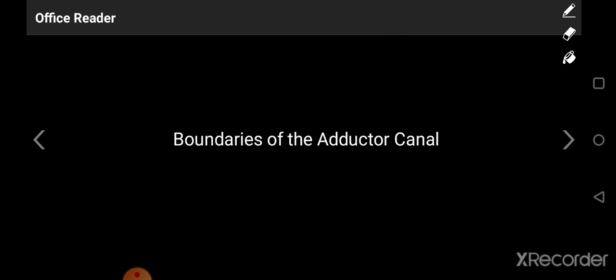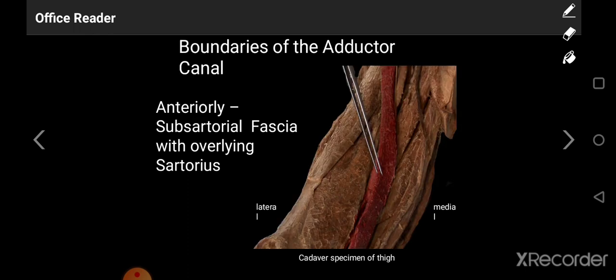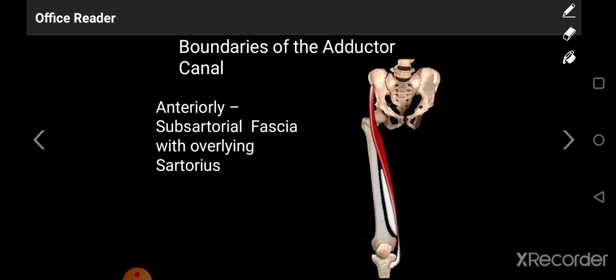Now the boundaries of the adductor canal. On the anterior side, it is bounded by the subsartorial fascia with the sartorius. So this is the highlighted muscle in the cadaver. This is the sartorius muscle that is forming the anterior boundary. It takes origin from the anterior superior iliac spine and is inserted on the medial aspect of the upper part of the tibia.